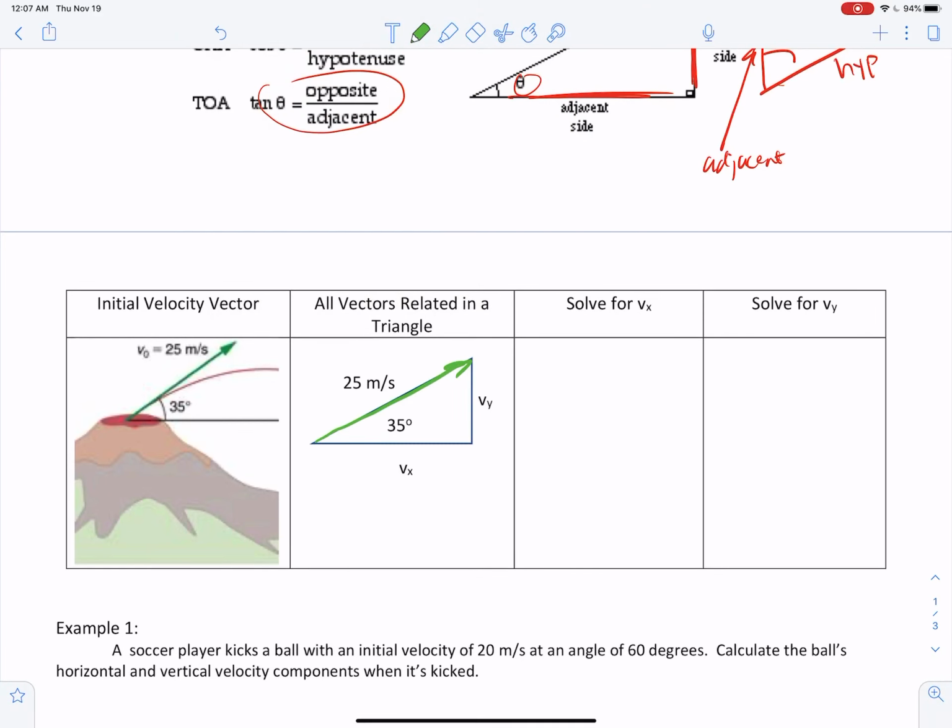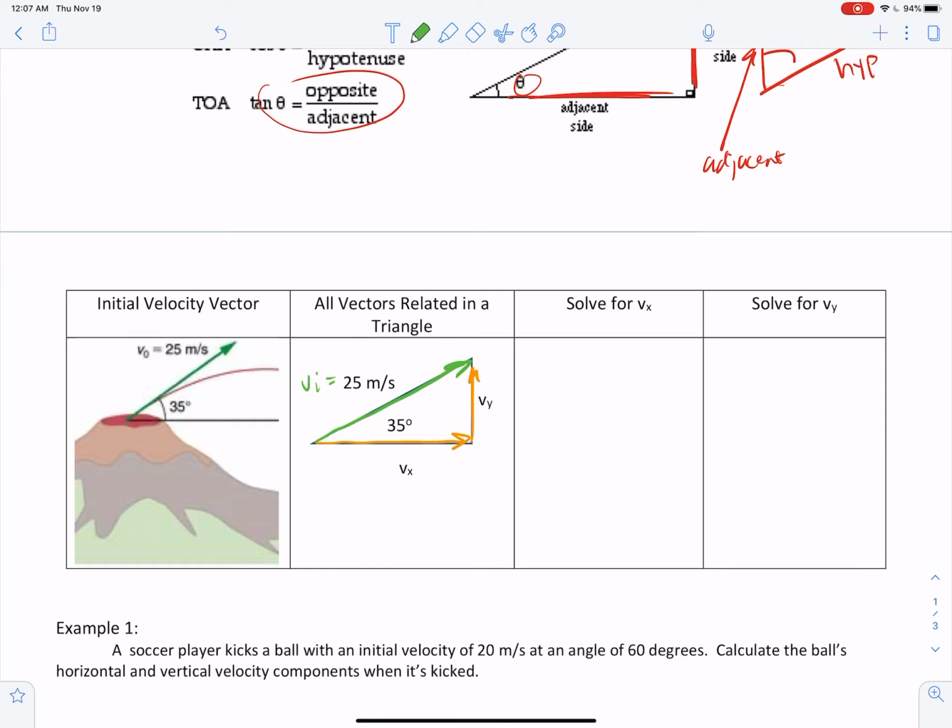The horizontal component would be here. The vertical component would be this side, the opposite. And the 25 meters per second, we would just call this VI, right? It's not vertical or horizontal. It's called the resultant velocity.